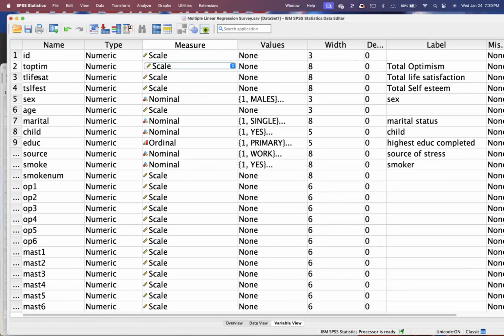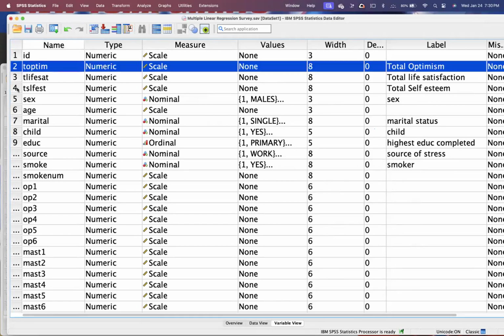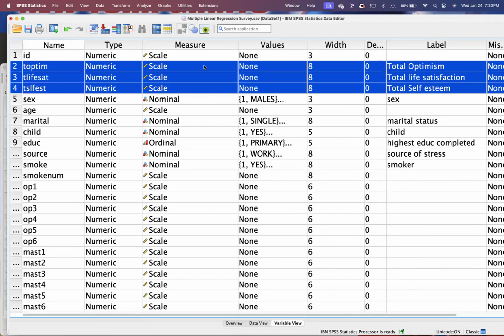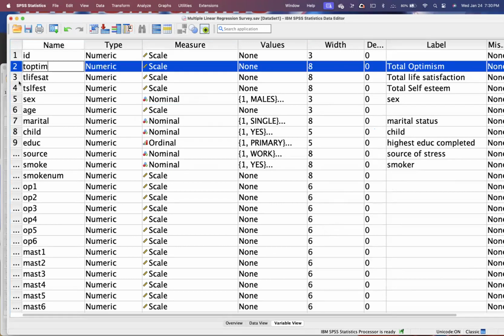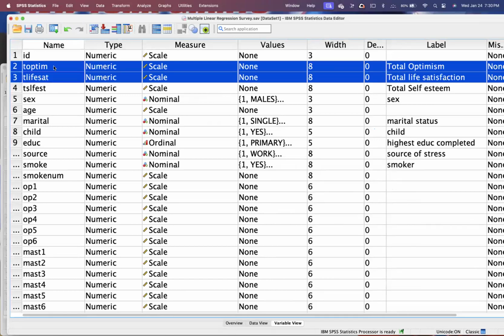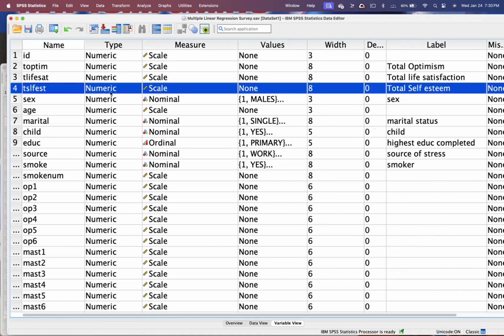So as you can see now, we're going to do some type of regression with these 3 variables here, and they all are scale or numerical values. So for example, we're going to predict the relations. We're going to see if 2 of these variables would be predictors, can predict, say, the 3rd variable.